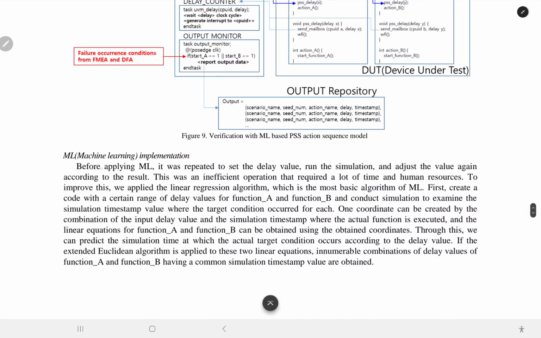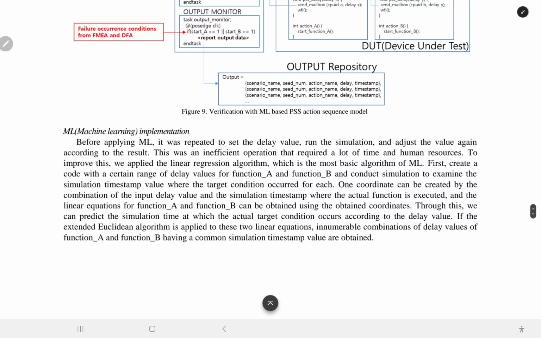Machine learning implementation. Before applying ML, we repeatedly set a delay set, ran the simulation, and adjusted the value again according to the result. This was an inefficient operation that required a lot of time and human resources. To improve this, we applied the linear regression algorithm, which is the most basic algorithm of ML. First, create code for a certain range of delay values of function A and function B, and conduct a simulation. Examine the simulation timestamp value where the target condition occurred for each.